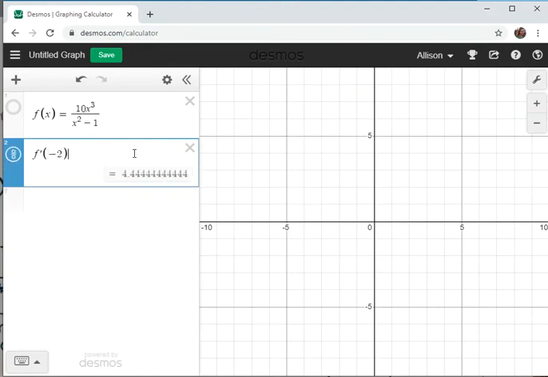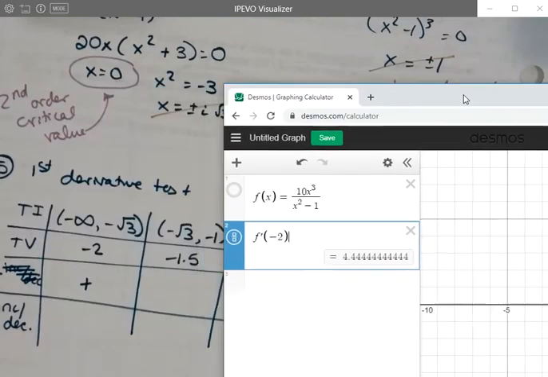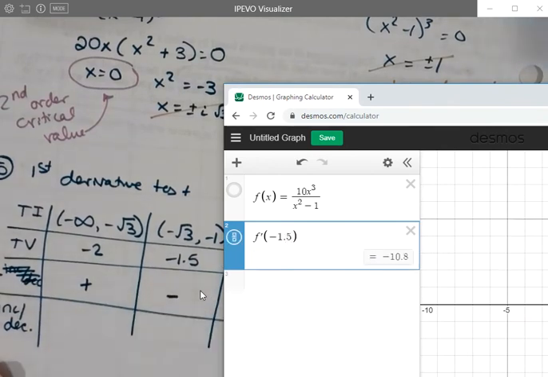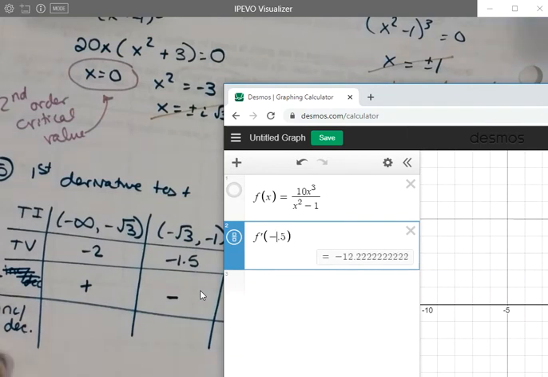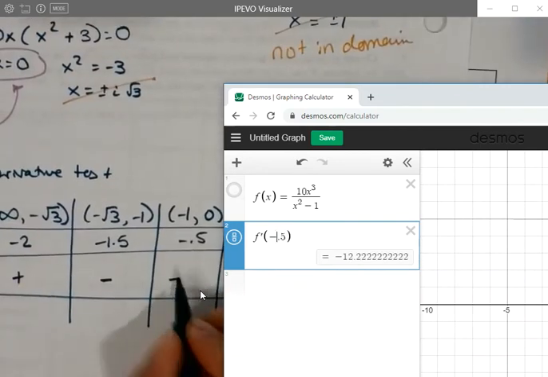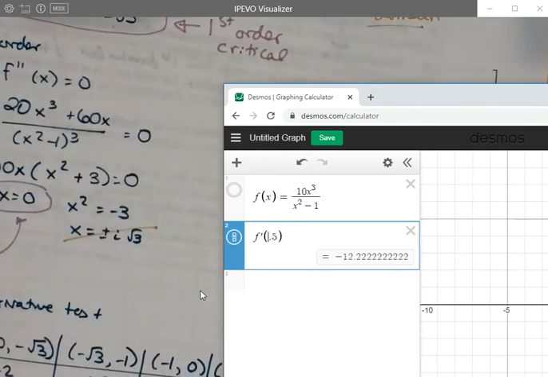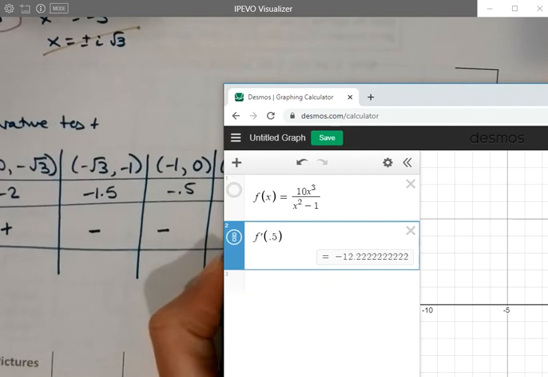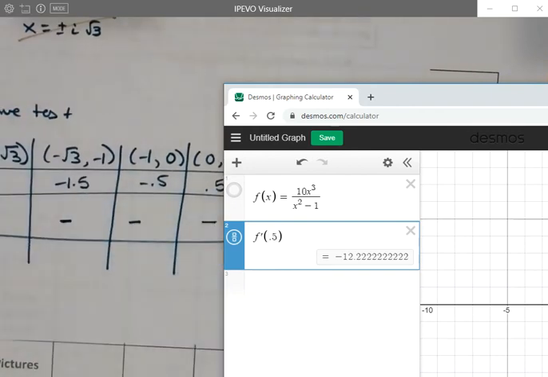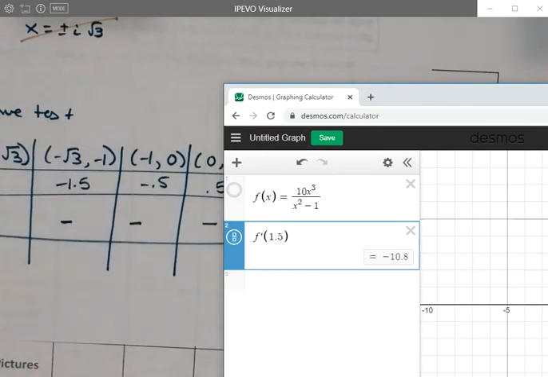So f prime of -2 gives me a value of 4. So I'm going to put just a plus in my table right there. I can change that to -1.5. That's negative, so I'll put a minus right there. Change that to -0.5. That is also negative. +0.5, that is also negative, and then 1.5, that is also negative, and 2, and that is positive.